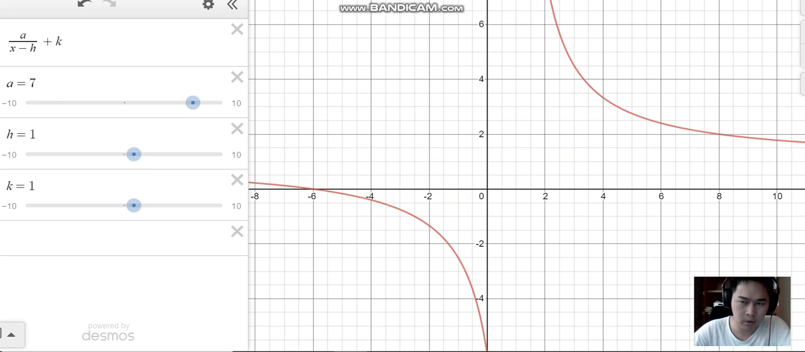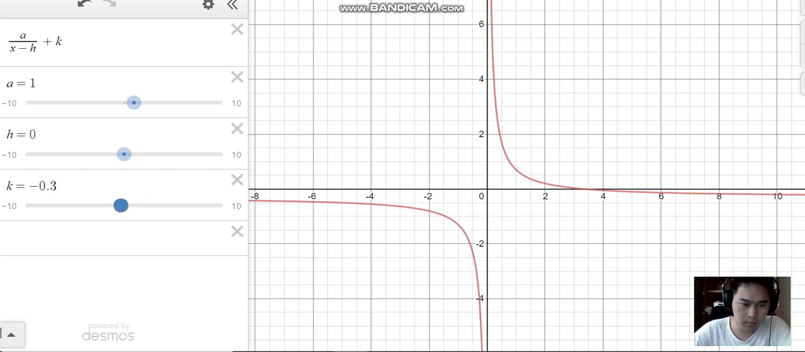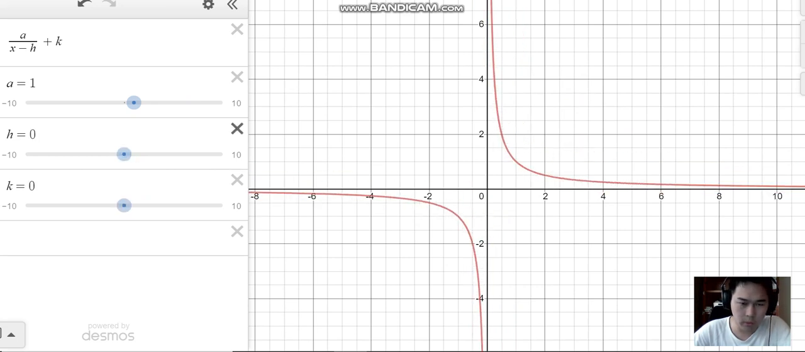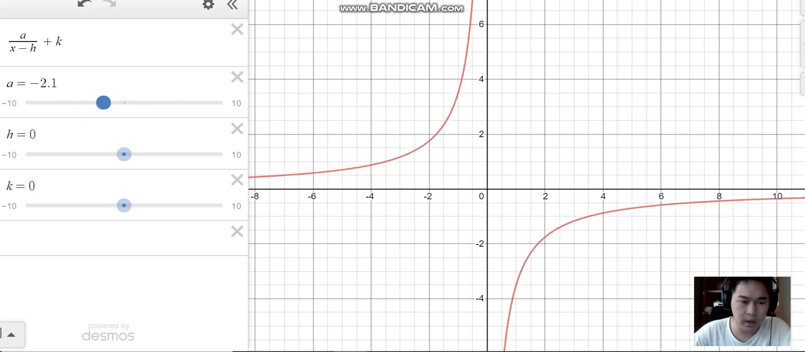So, a quick refresher of quadrants. This is quadrant 1, 2, 3, and 4. In the normal hyperbola, it is in quadrants 1 and 3. But when it's on the negative side, it flips. Obviously when a is 0, you only have a straight line, the k value, and it flips like that.